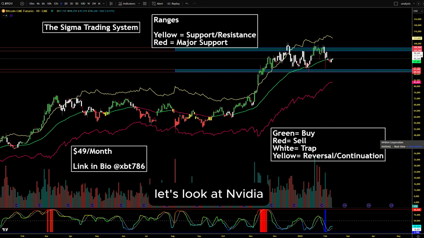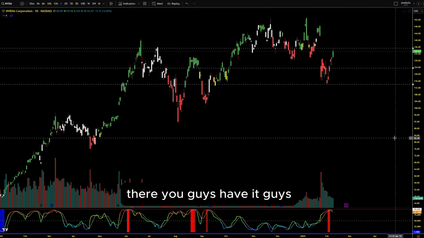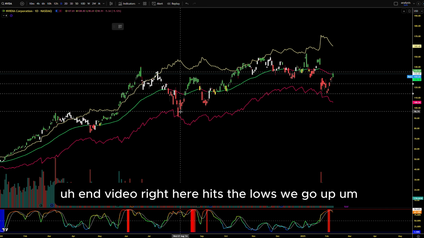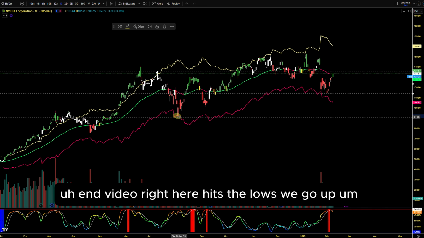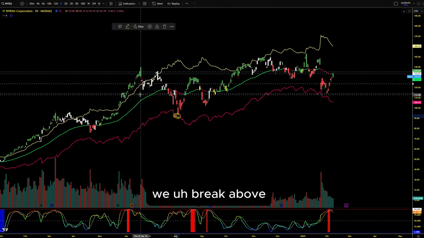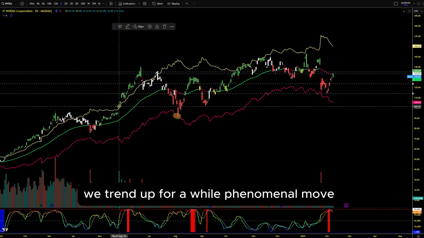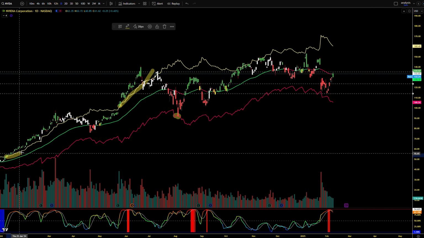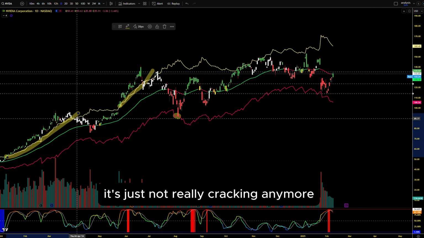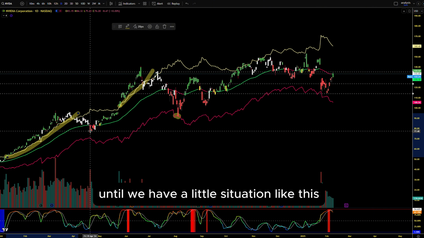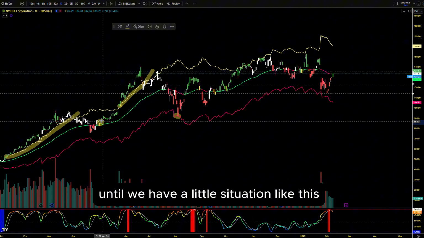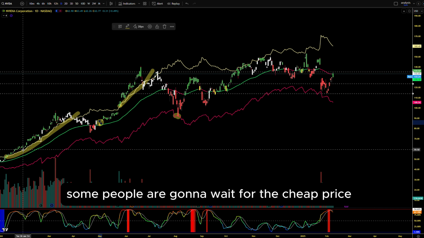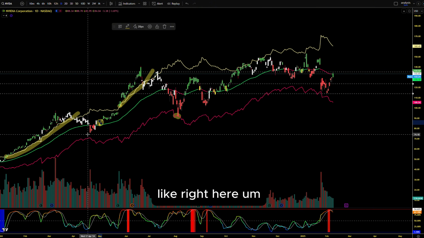Let's look at Nvidia. There you guys have it. I mean, this is pretty sweet. Nvidia right here hits the lows, we go up. We break above, we trend up for a while. Phenomenal move. Break up, trend up for a while. As soon as we break back below it, it's just not really cracking anymore until we have a little situation like this. And then some people are going to just wait for the break up. Some people are going to wait for the cheap price, like right here.